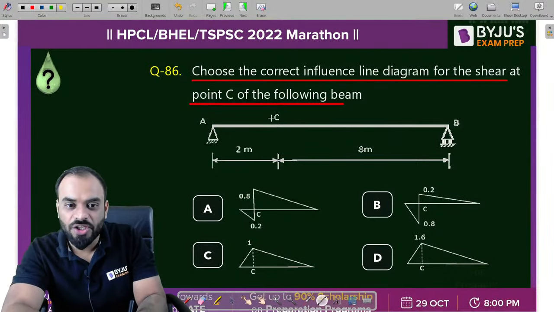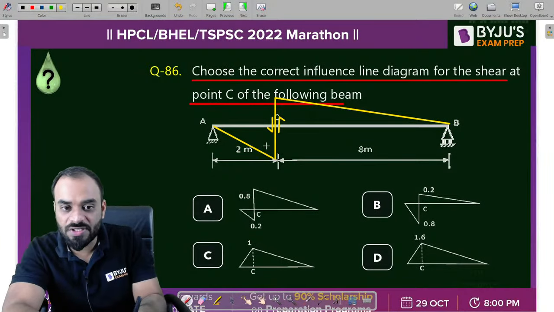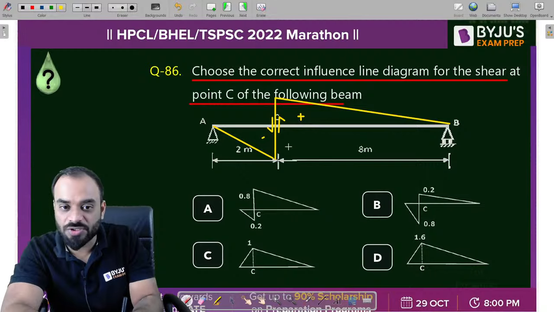Okay, very nice. You know that guys, as per Mueller-Breslau principle, we need to shift this particular left portion downward and the right portion upward. So the deflected shape of the structure is to be like this, and that deflected shape will become the ILD. Now what is this ordinate? This is negative, this is positive. And how much value is this? This is basically A by L and this one is B by L.